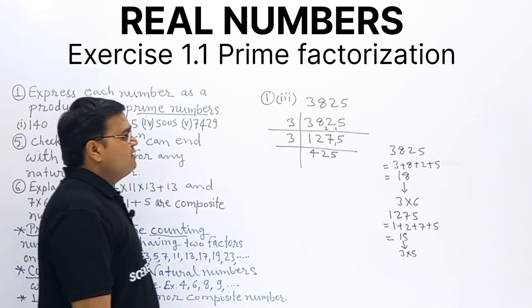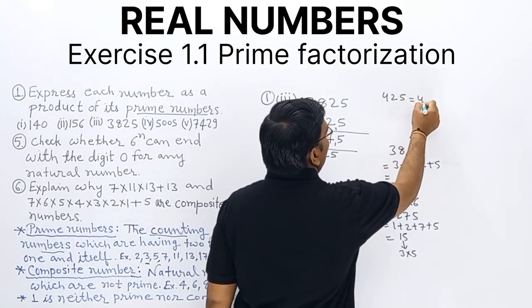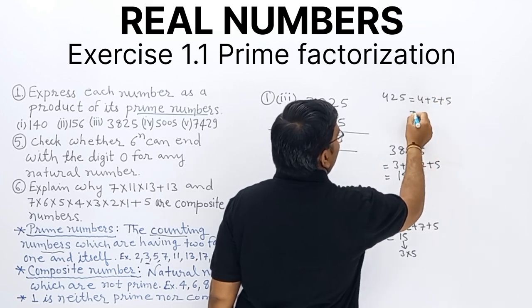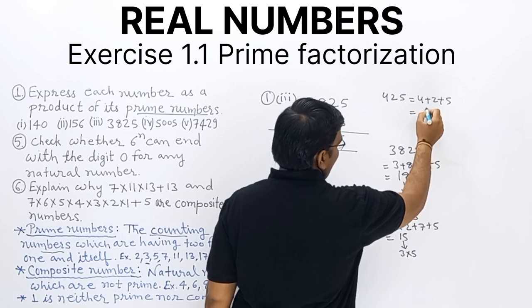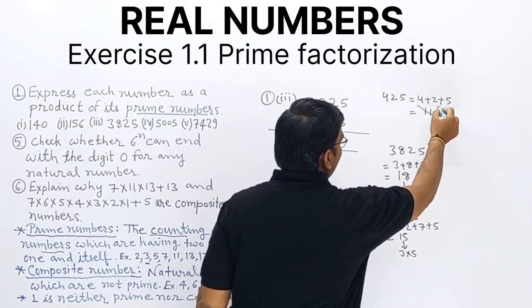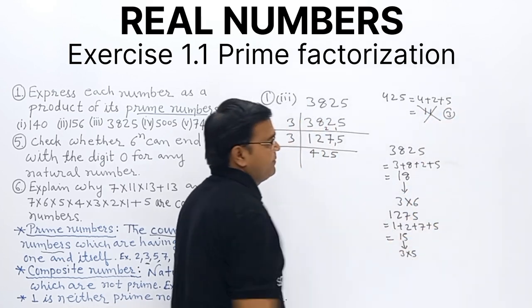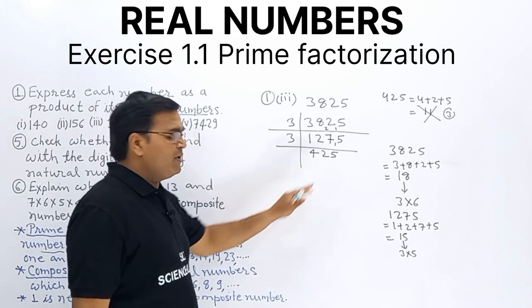Again check, is it divisible by 3 or not? 4 2 5: 4 plus 2 plus 5, 4 plus 5 is 9, 9 plus 2 is 11, and 11 is not a multiple of 3. We cannot use 3. It is not a multiple of 3. So now what is the next prime number?